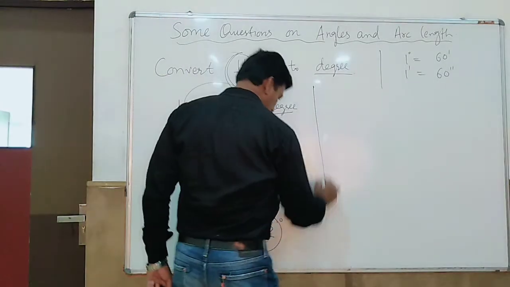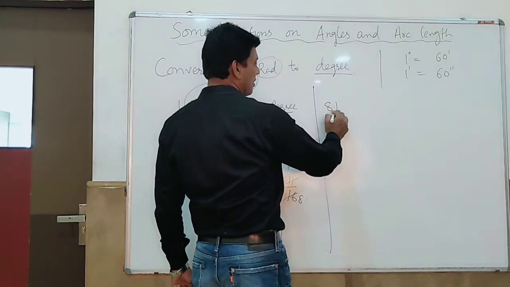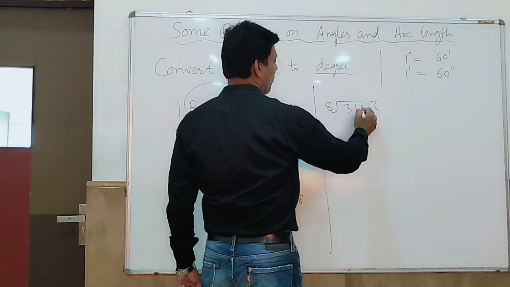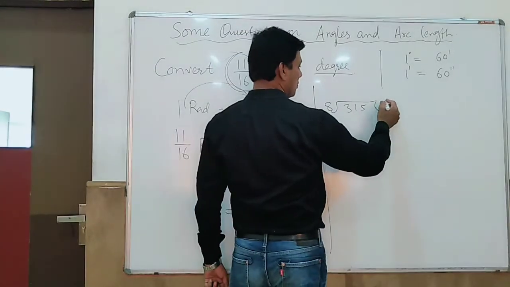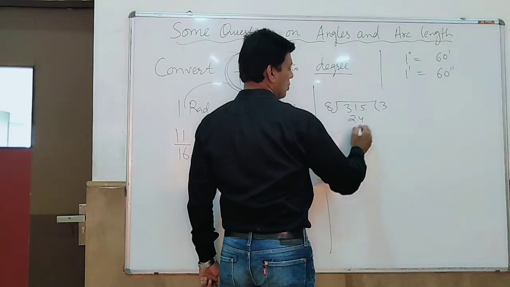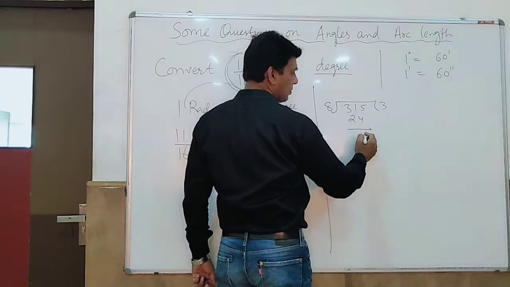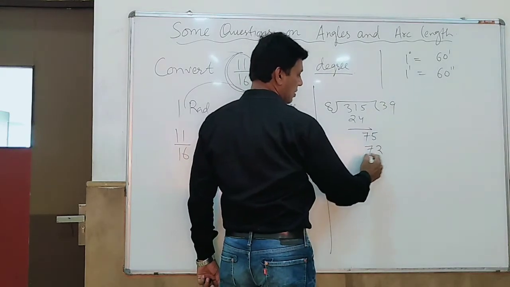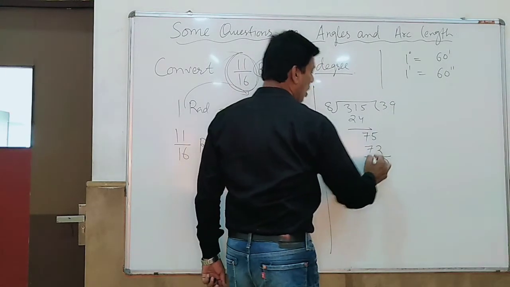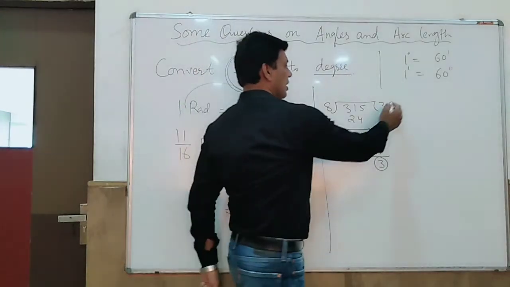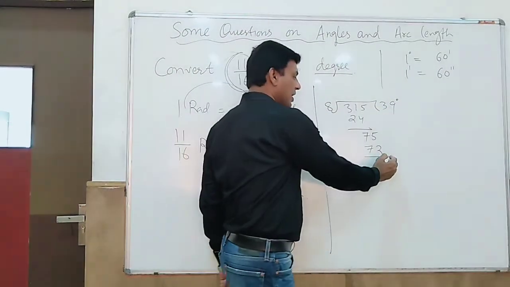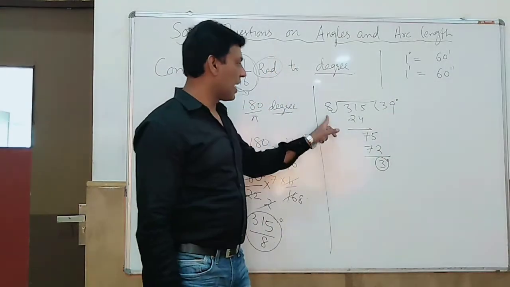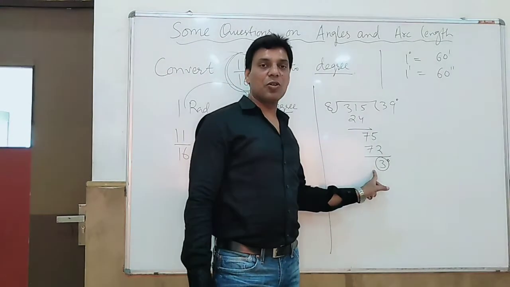How? Simply we will divide 315 by 8. 8 9s are 72, 8 4s are 32, so 39 degree whole. But 3 degree is left with us and we cannot divide it, because 8 is greater than 3 degree.